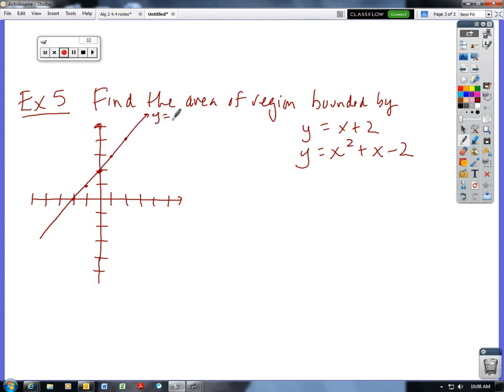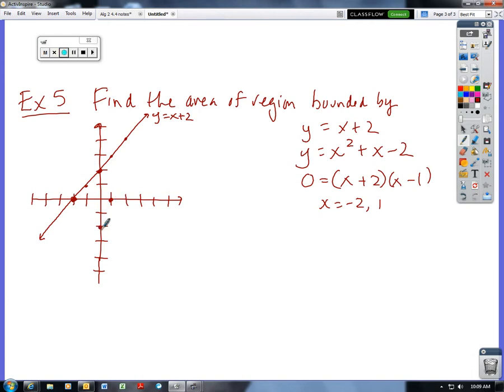So there's y equals x plus 2. And then the second one I have to factor to get my zeros. Positive 2 and negative 1. So x is negative 2 and positive 1, which is nice because here's negative 2, here's positive 1. I know this is a parabola, I know it's opening up. It happens to have a y-intercept of negative 2 also.